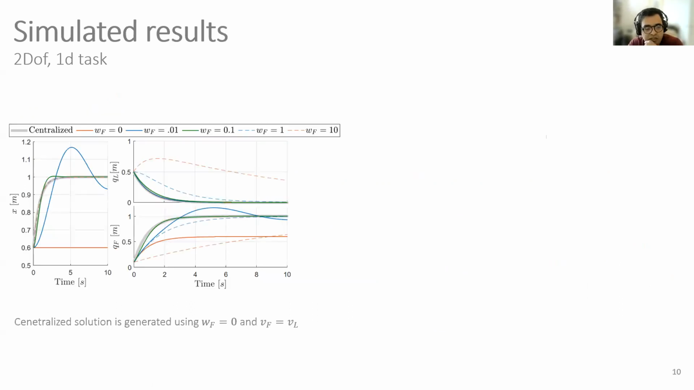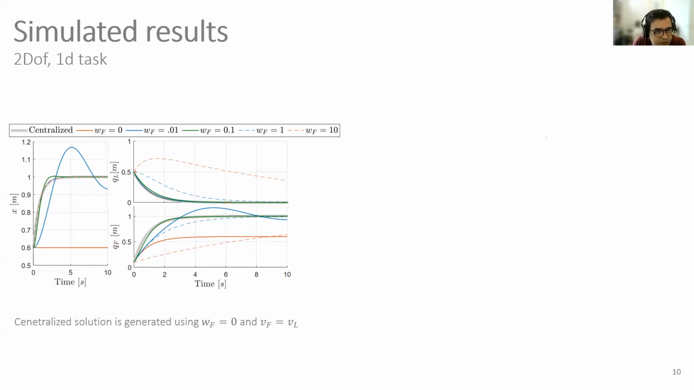So here is the simulation result of this simple system. The centralized solution is shown in gray. They're supposed to go to 1, and the leader is supposed to go to 0, its rest length, and the task needs to be done by the follower. So we see that if we pick a WF which is 0, which means the task should be done by the follower, the task will not be achieved. The follower only helps the leader to go back to its rest length.